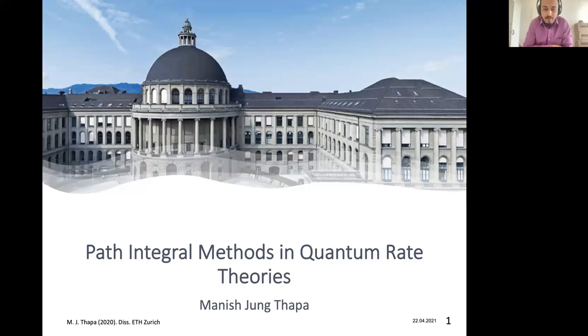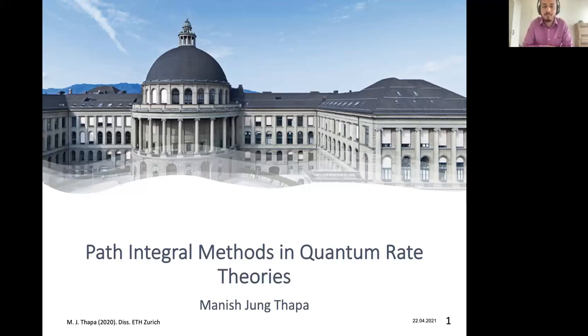So in my doctorate, I developed novel approaches to treat or include nuclear quantum effects, such as tunneling and delocalization in chemical reaction rates. And in particular, I looked at path integral based approaches to do so. And I developed a number of path integral based approaches to compute chemical reaction rates for a variety of reactions.